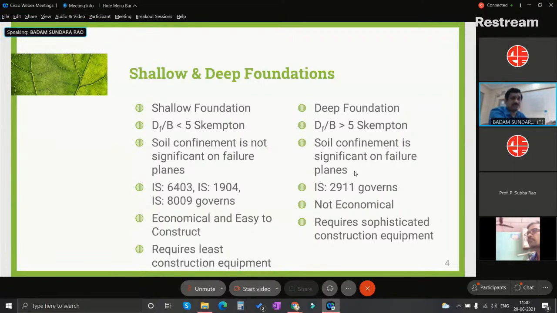Regarding the deep foundations, we have the governing criterion of IS 2911. That is, we have different parts. For timber piles, we have one type of code. For bored cast-in-situ piles, we have one set of codes.